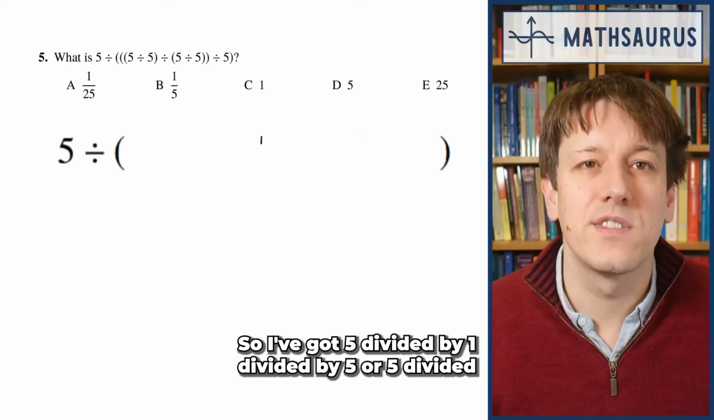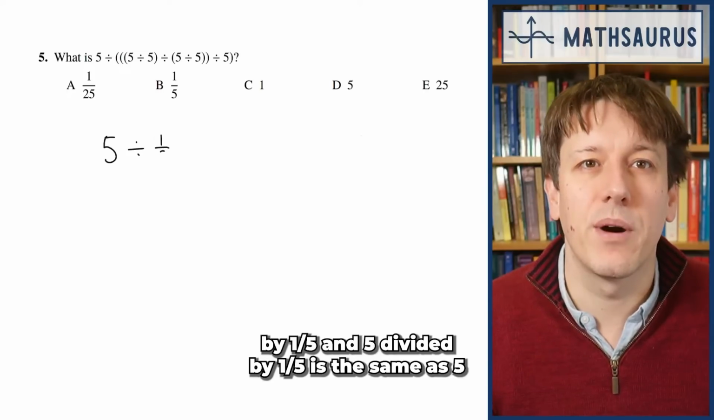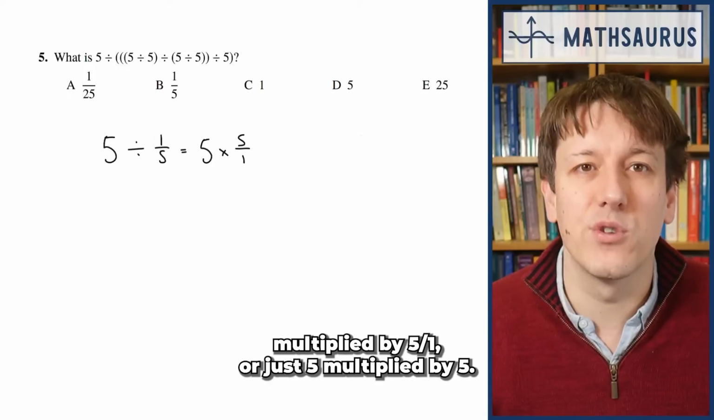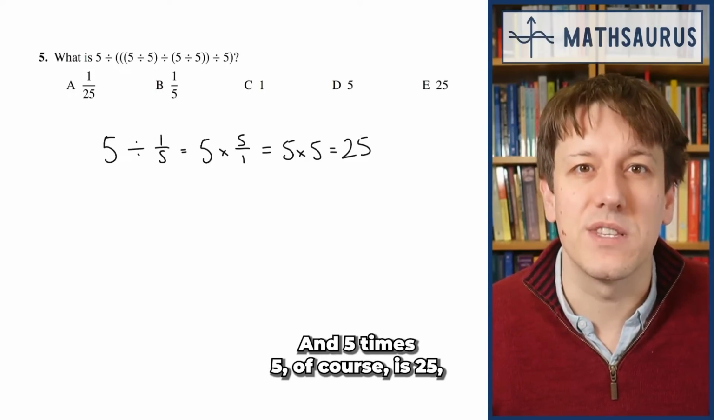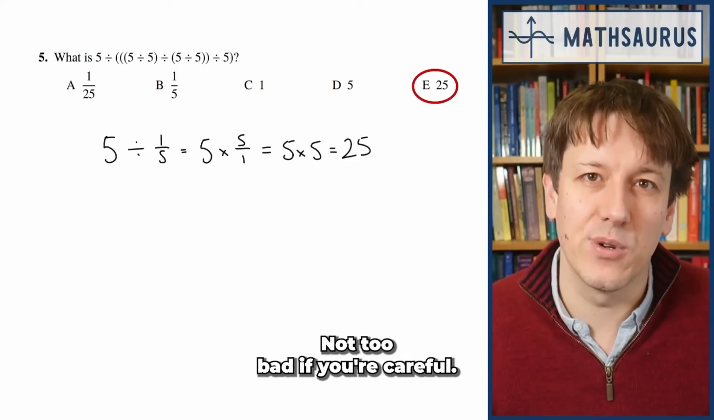So I've got 5 divided by 1 divided by 5, or 5 divided by 1/5, and 5 divided by 1/5 is the same as 5 multiplied by 5 over 1, or just 5 multiplied by 5, and 5 times 5 of course is 25, and so that gives us an answer of E, 25. Not too bad if you're careful.